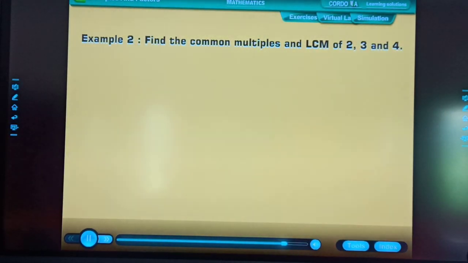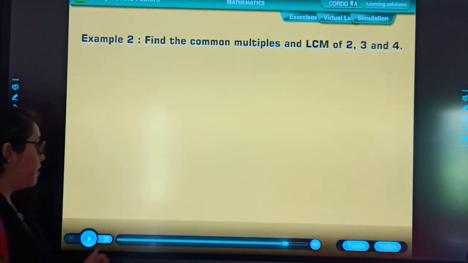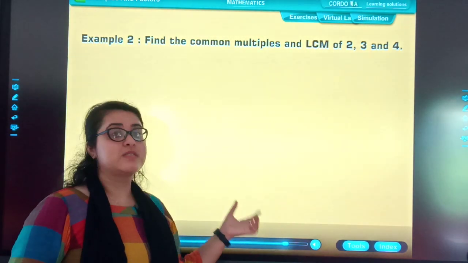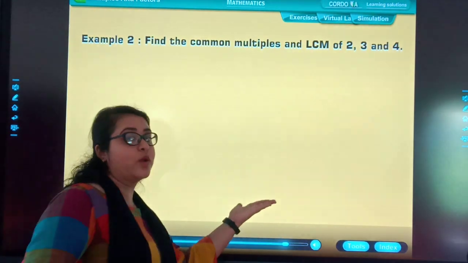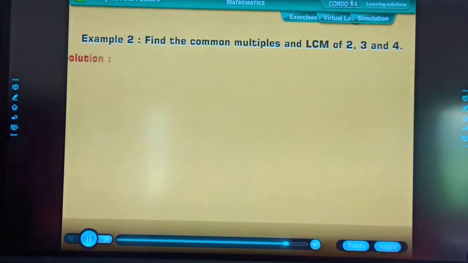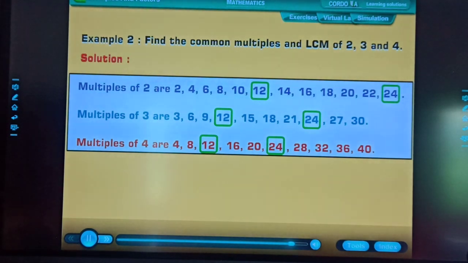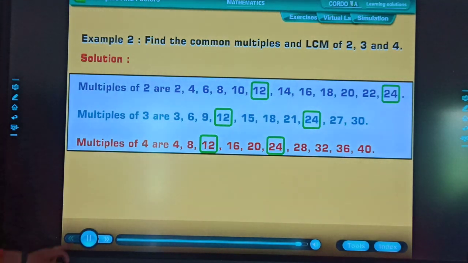Example 2. Find the common multiples and LCM of 2, 3 and 4. Now we will be solving the sum. Okay students, this type of sums are there in exercise 2. So you need to focus and we will discuss. Solution. Multiples of 2 are 2, 4, 6, 8, 10, 12, 14, 16, 18, 20, 22, 24. Multiples of 3 are 3, 6, 9, 12, 15, 18, 21, 24, 27, 30. Multiples of 4 are 4, 8, 12, 16, 20, 24, 28, 32.